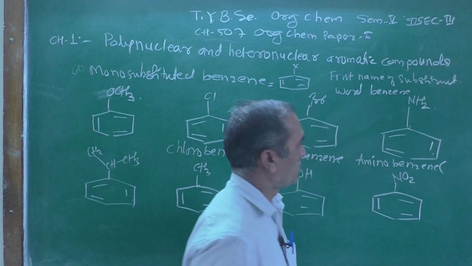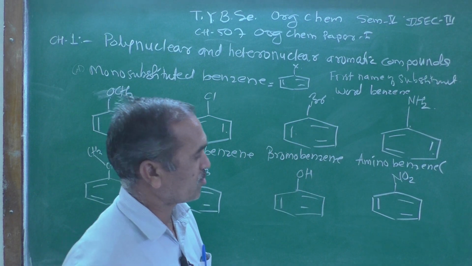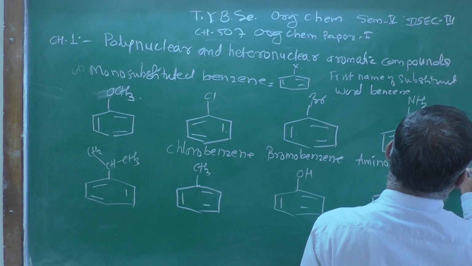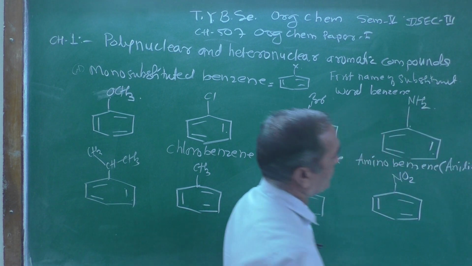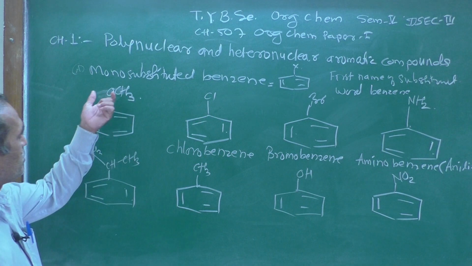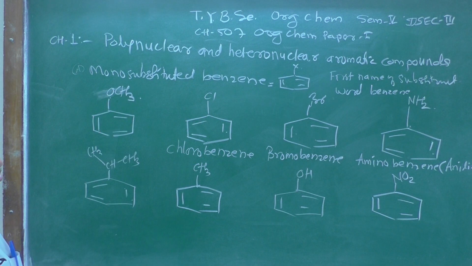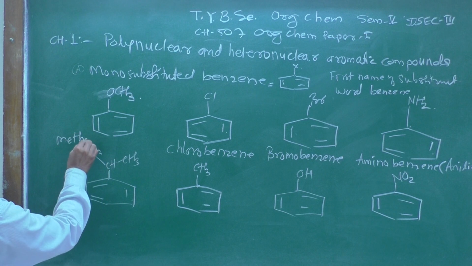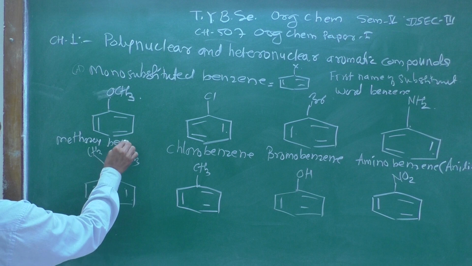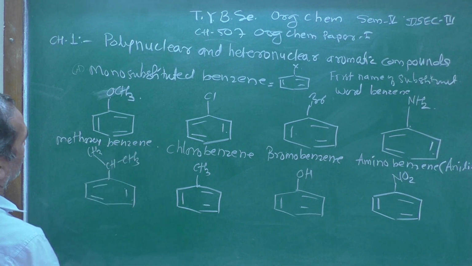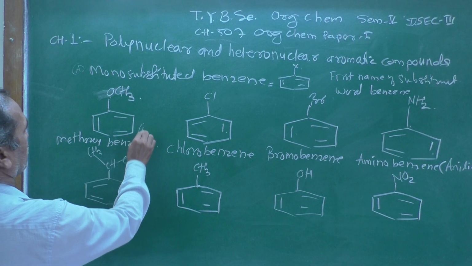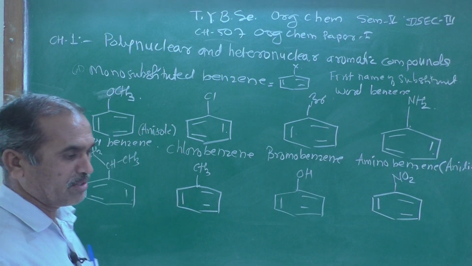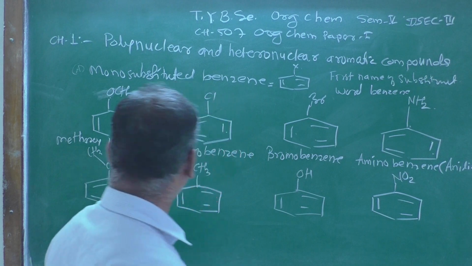Aminobenzene, which I am showing in brackets by its common name, is known as aniline. Now this is OCH3, methoxy, so we can call it methoxybenzene, but the common name of this compound is anisole.